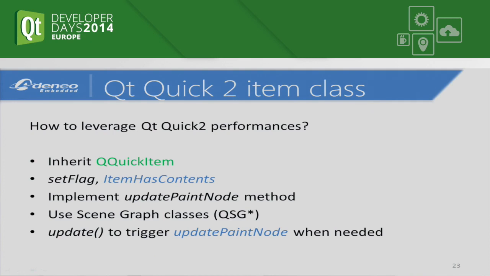Okay, so I will try to continue with this one instead. updatePaintNode will be the method to use, and all the classes you will use in it are QSG something classes. To update the visual of your component, as with usual components in Qt, you have to call update to trigger the draw, the graphical update of your component.